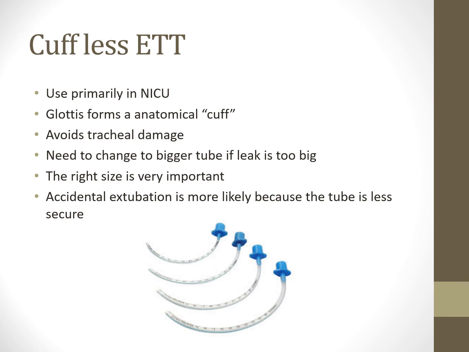Cuffless endotracheal tubes. The NICU is going to be your primary place here because what's the smallest part? The glottis, right? It's going to be that glottis, right? When you're looking at this. Avoids tracheal damage, need to change for a bigger tube if the leak is too big. So if a baby grows while they're on the ventilator, we might have to upsize, half size up their endotracheal tube if they start leaking on the ventilator, because now they're bigger, right?